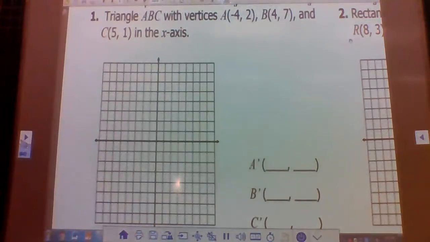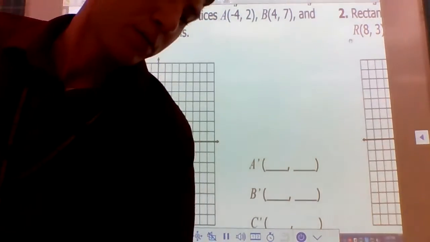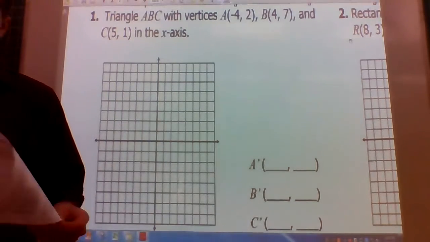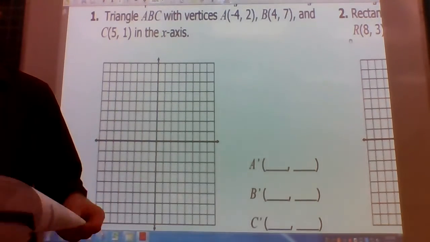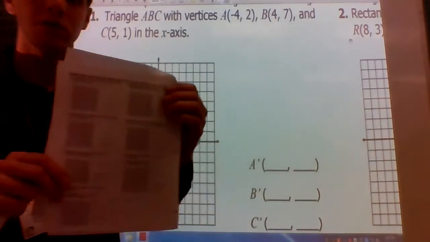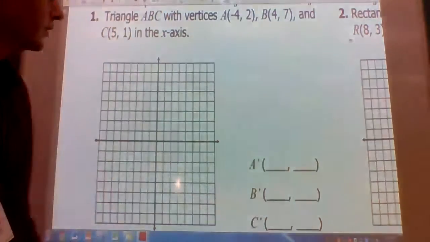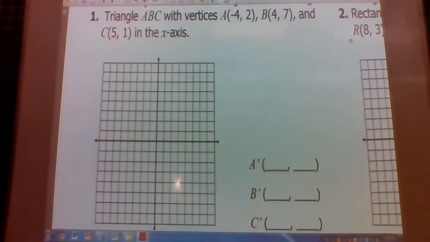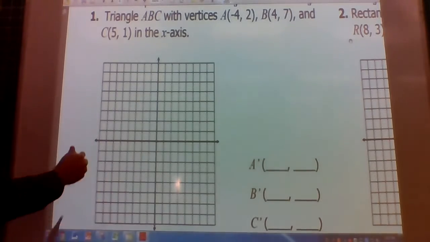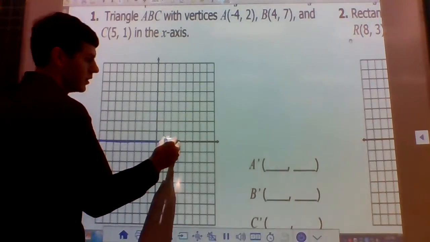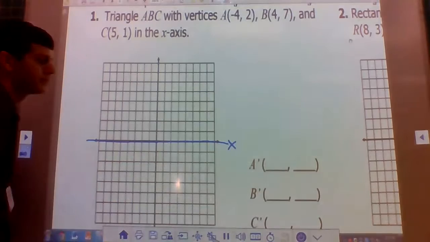So this is from the packet. This is the reflections question. It looks like it's about the fifth page in here. We had 7 questions on reflections. Okay. So the first one here wants us to reflect across the x-axis. So we're going to be reflecting across the x-axis here.